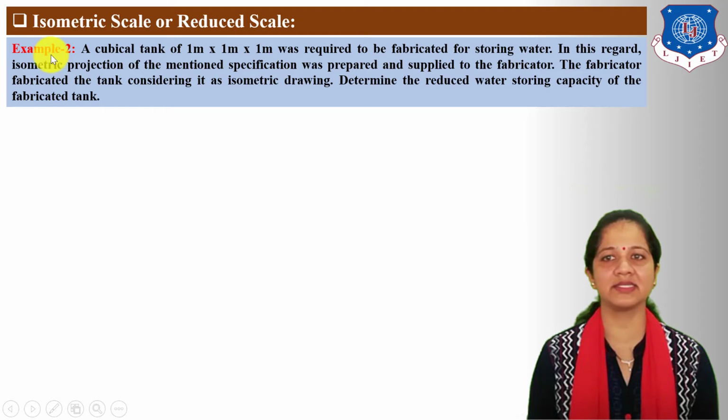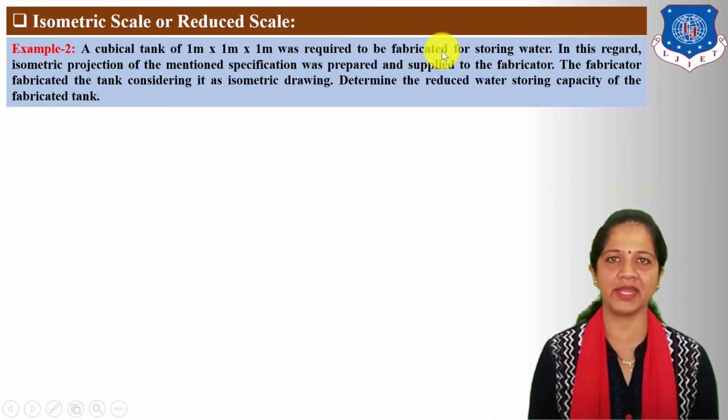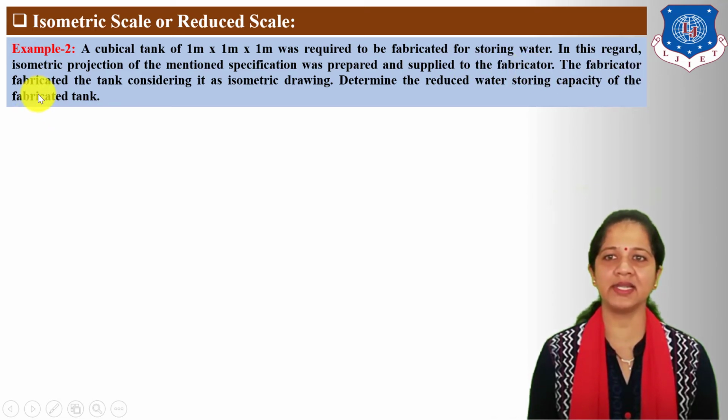Next, solve example number 2. A cubical tank of 1 meter into 1 meter into 1 meter was required to be fabricated for storing water. In this regard, isometric projection of the mentioned specification was prepared and supplied to the fabricator. The fabricator fabricated the tank considering it as isometric drawing.